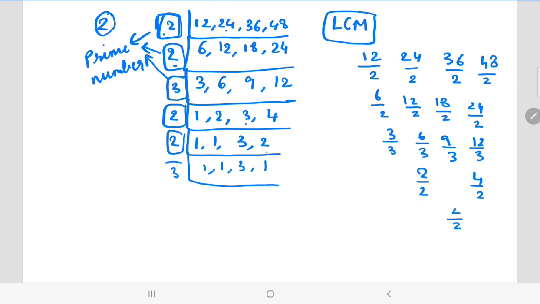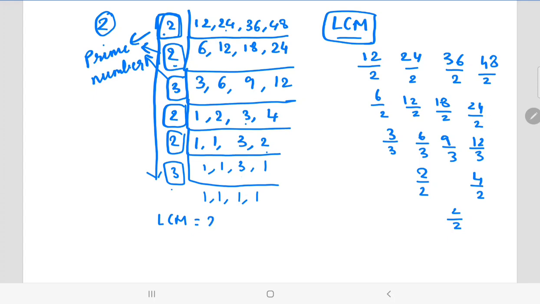Now I am taking 3 here. If I take 3 here, 3 divided by 3 will become 1. So, as I told you, all the numbers have become 1 at the last. Now, to find the LCM, here we have all these numbers. We have to multiply those numbers to get the LCM.